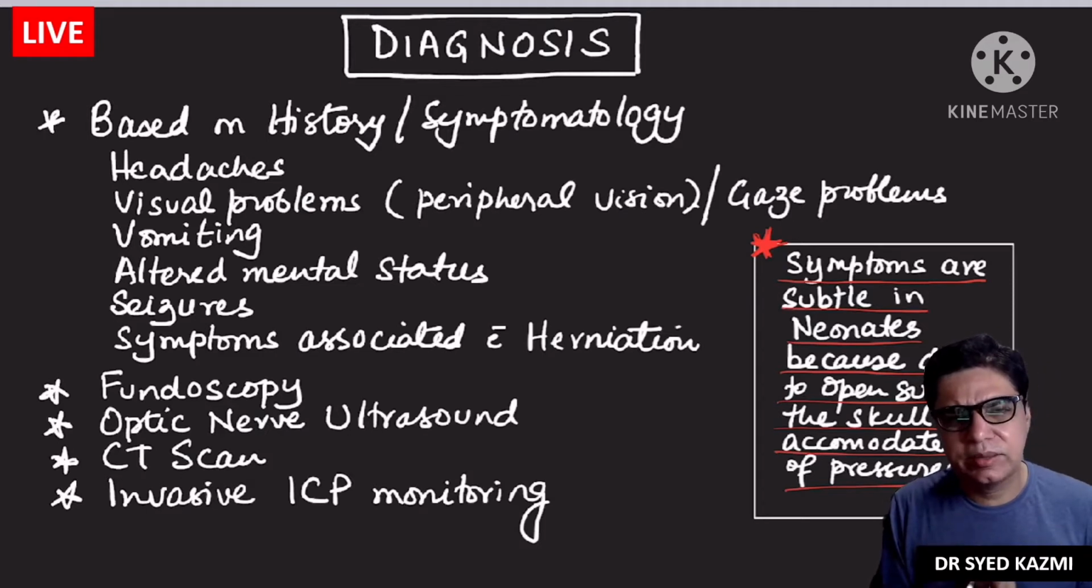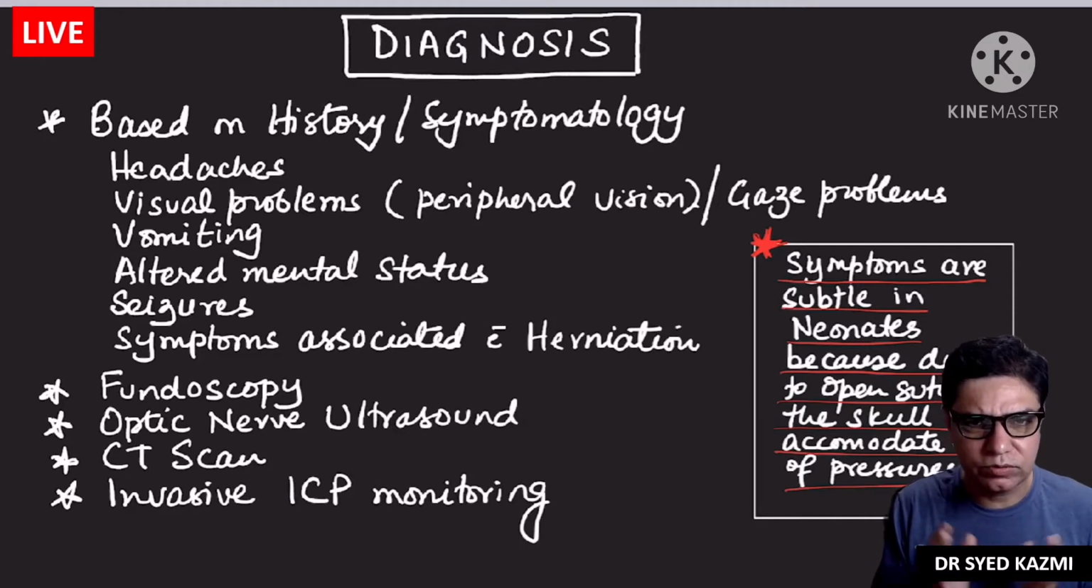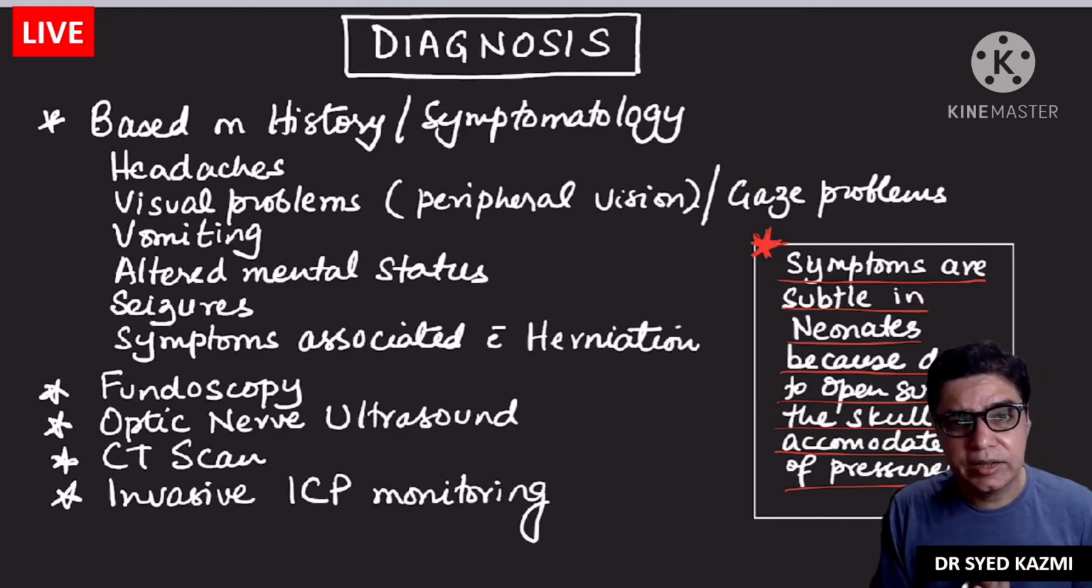In the late stages, they might have a gaze problem. So vertical gaze problem, where they are mostly looking downward, and upward looking causes diplopia because of the cranial nerve involvement. That could also be an issue. Vomiting, especially early morning vomiting, is very much suggestive of increase in intracranial pressure or cerebral edema.